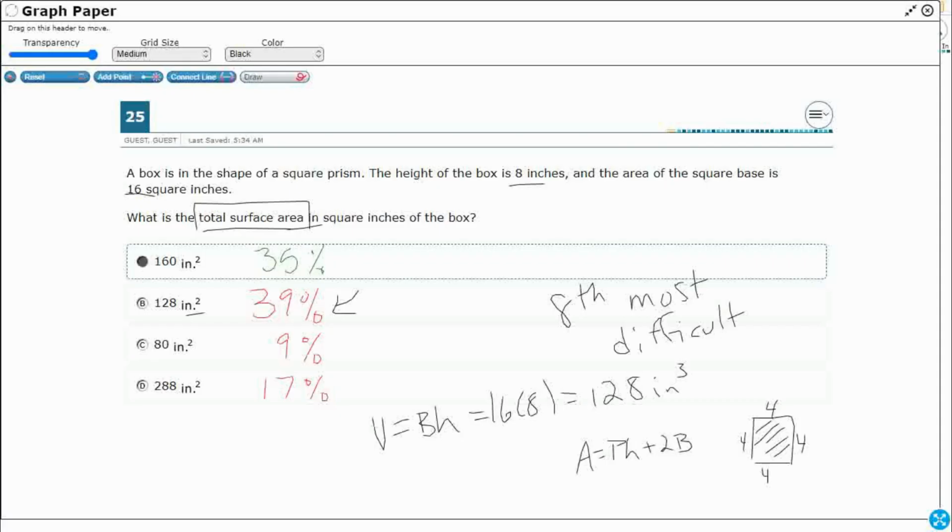Maybe they have to derive that, solve that from another measurement, or possibly we can have students practice by taking a prism like this and then find the total surface area, and then find the lateral surface area, and then find the volume and see how those measurements differ.